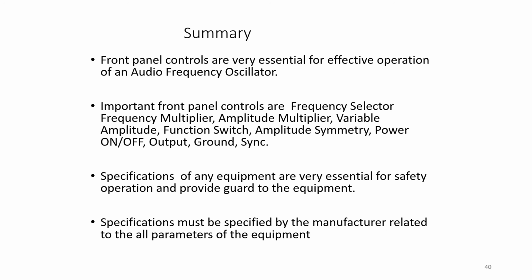The amplitude control adjusts the amplitude of the waveform. The frequency selector selects the frequency in different ranges and it varies continuously in the ratio of 1:11. The output terminal provides sine wave or square wave output. The sync terminal is used to provide synchronization of the internal signal with an external signal. And last and final, the on off switch is used to switch on and off the power. So these are the front panel controls of an AFO.